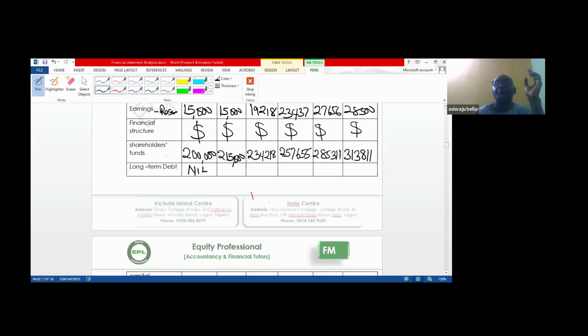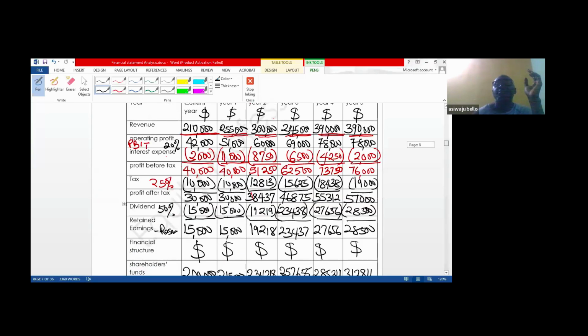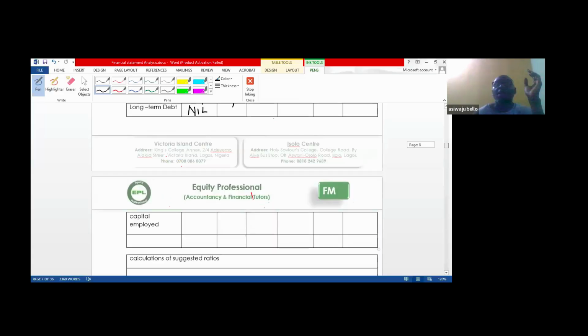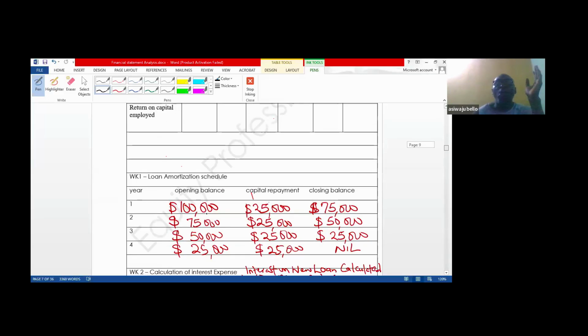In year 1, we are going to borrow $100,000, repayable annually in 4 years. At the end of year 1, the balance on the loan, remember when you prepare balance sheets, it is the closing balance you are going to pick.